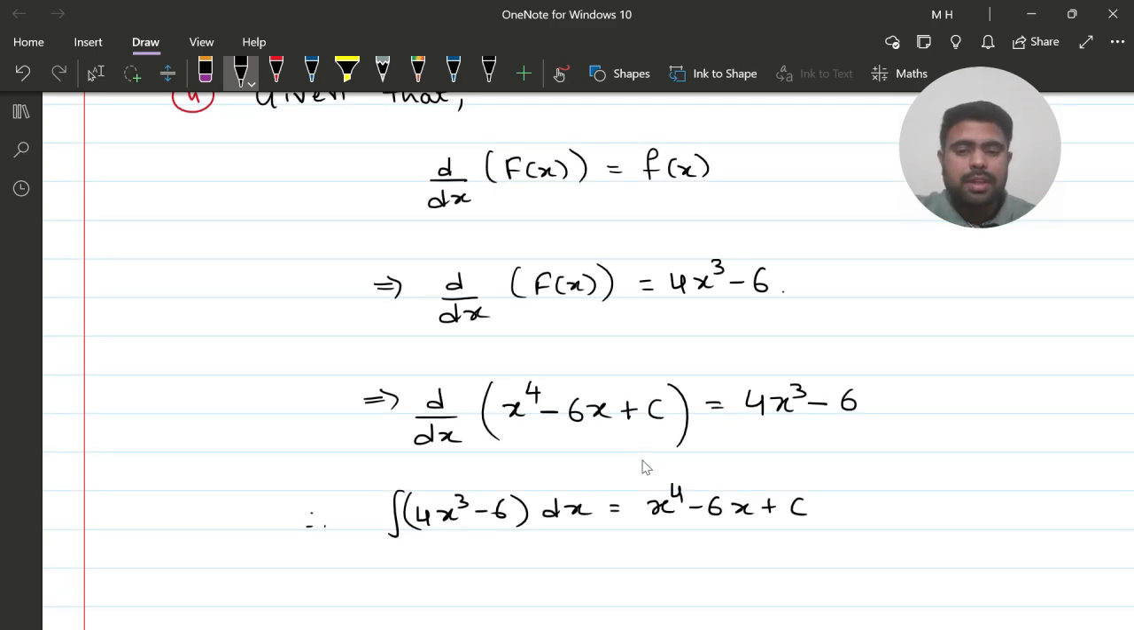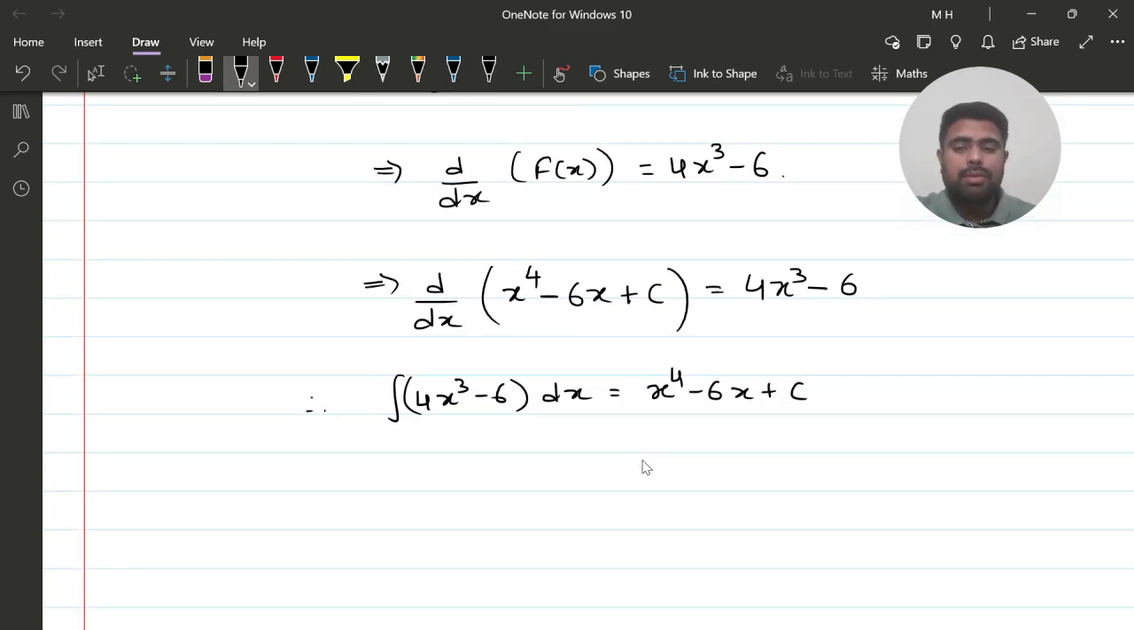Okay, what is the meaning of this? 4x cube minus 6 is the integral, that means the antiderivative. Okay, 4x cube minus 6 is f. F the antiderivative, that is capital F of x. So therefore capital F of x is equal to x raised to 4 minus 6x plus c, right?